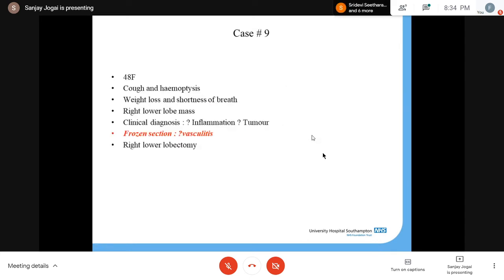Okay, so we'll do one more case and probably then tie up a few cases together, because that would be sort of similar. So when I put that case for discussion, I thought, could we have something sort of similar to bring in the differential diagnosis? So this is a 48-year-old female, and she presented with cough and hemoptysis, and she had weight loss, shortness of breath, and there was a mass lesion. Now I'll show you the macro in a few seconds. It was so aggressive that on frozen, although I said, could this be vasculitis, there was no option for the surgeon but to take it out.